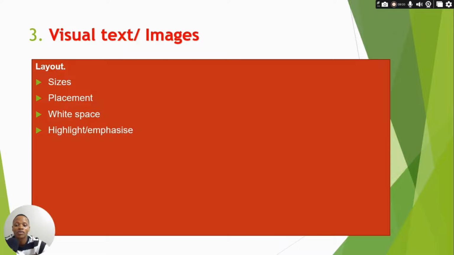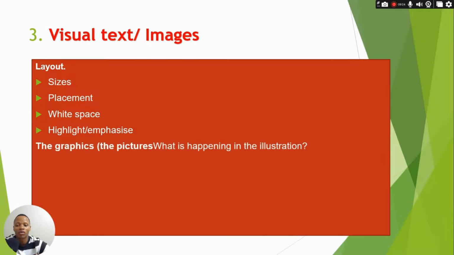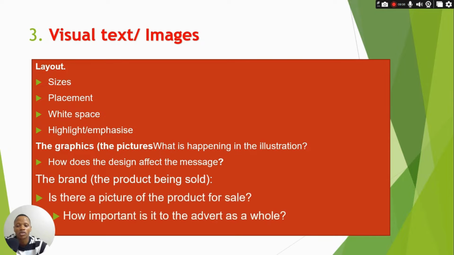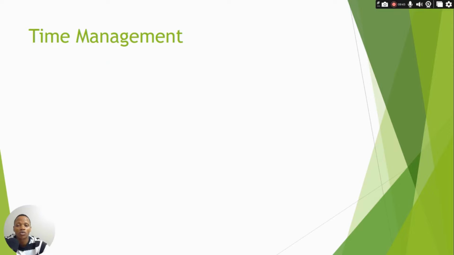Now, you will look at the layout, which consists of the sizes, the placement, the white space or the background, and where the emphasis is. Now, also, you consider the graphics. These are pictures. What is happening in the illustration? How does the slogan affect the message? And also the brand or the product being sold. Is there a picture of the product for sale? How important is it to the advert as a whole? These are all the things that you consider.